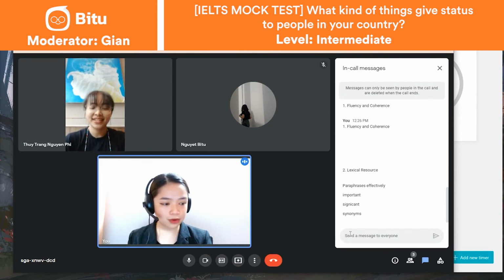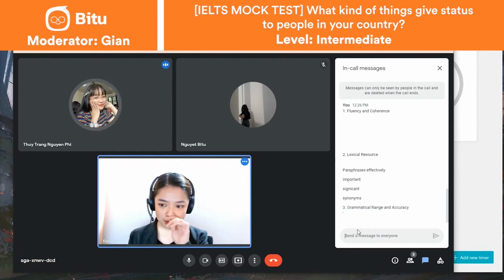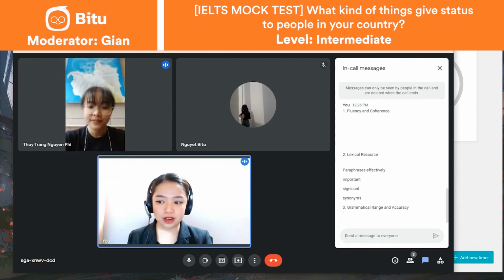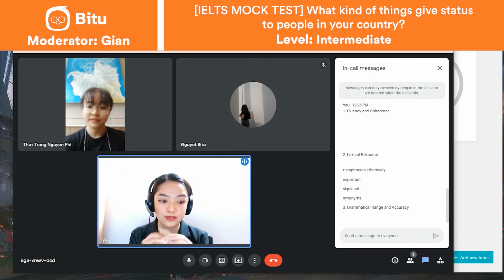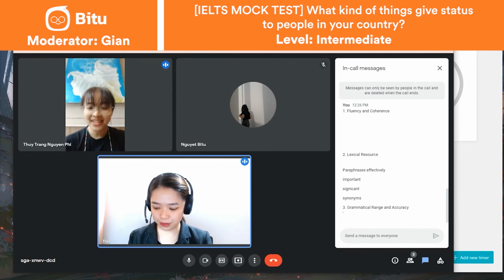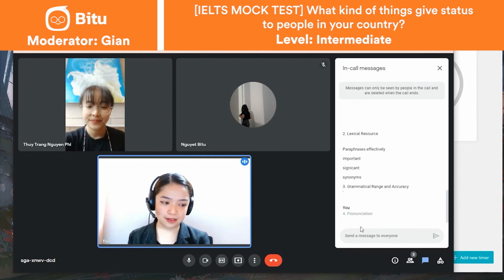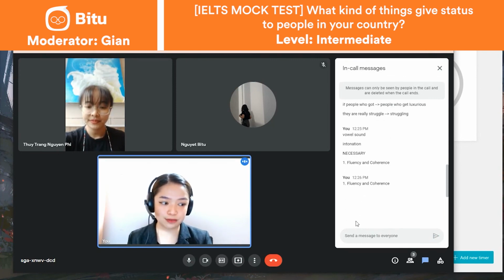Let's talk about grammatical things. That's where we need to be careful. There are some minor errors during the course of your sentences. You can mix simple and complex sentences. However, be careful with the consistency of your verbs. And for the last one, as I've mentioned earlier, pronunciation, be careful with vowel sounds and intonation. All right.